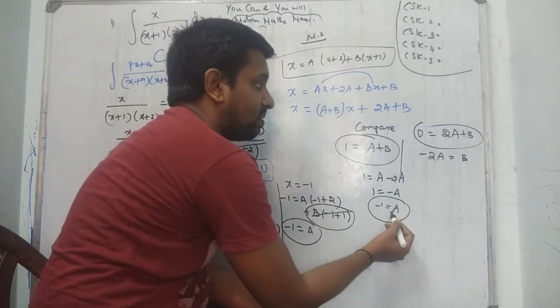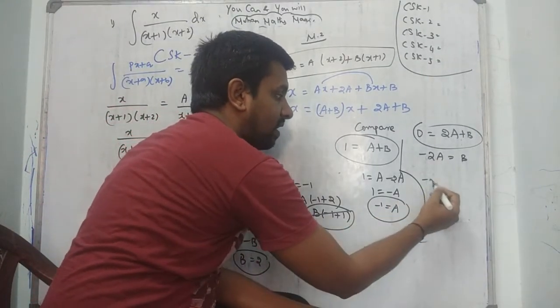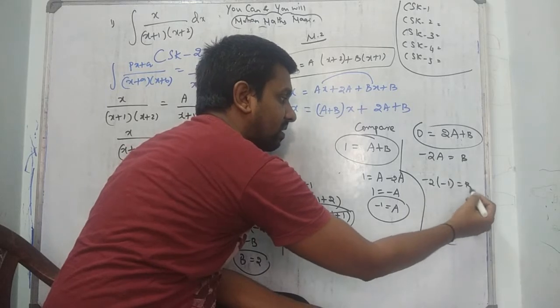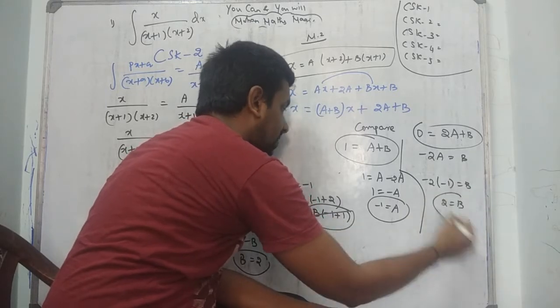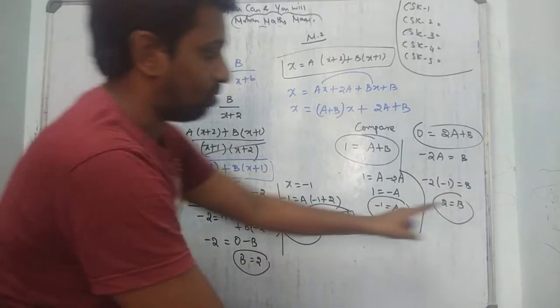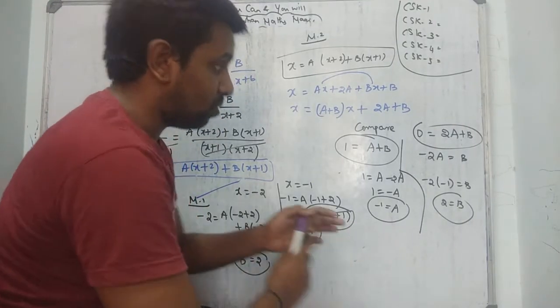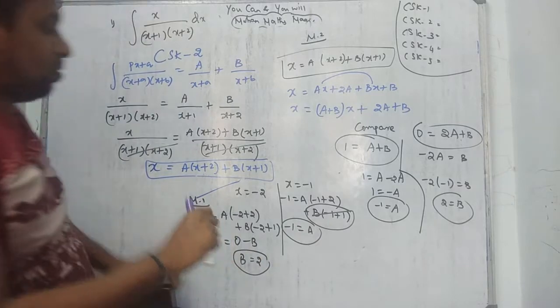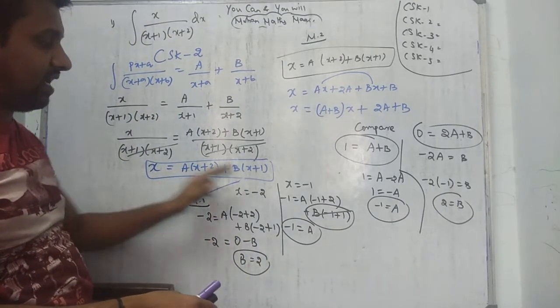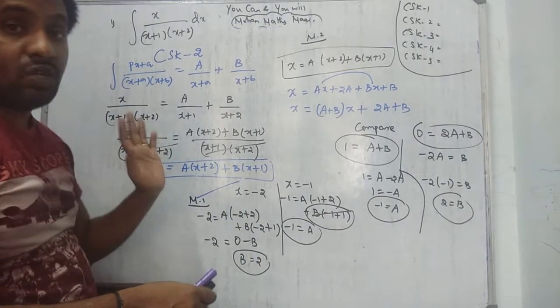Now, substitute a equal to minus 1 and what do we get? Minus 2 into minus 1 equal to b. So I got 2 equal to b. And here also 2 equal to b. You have to compare the coefficients for method number 2. You have to use the shortcut to eliminate in such a way that x, y, x you have to put numbers. So you have to be very clear.